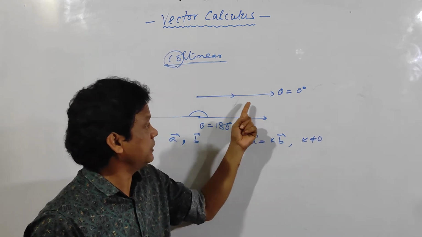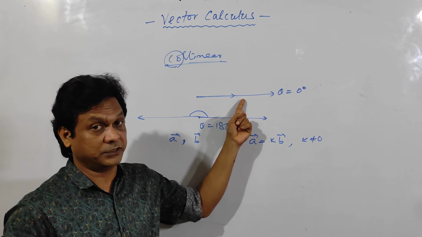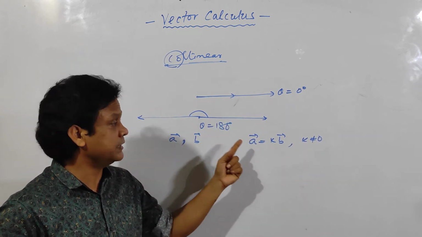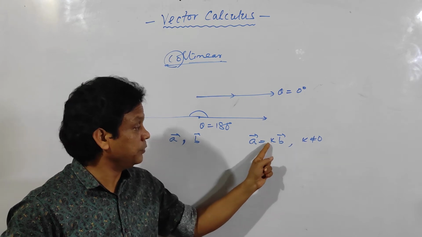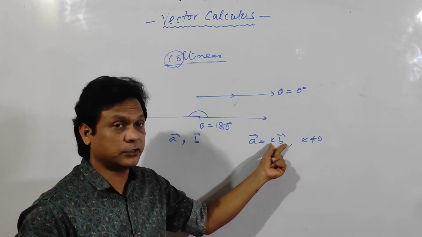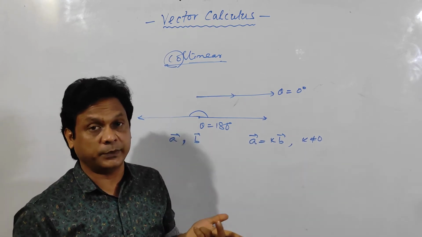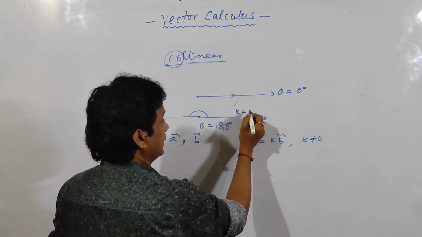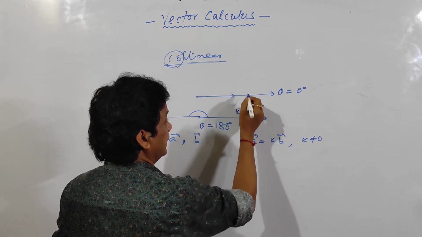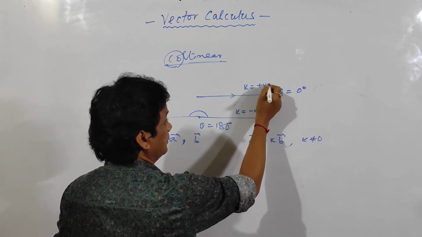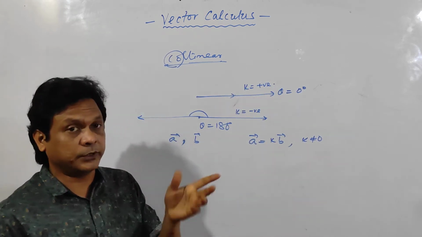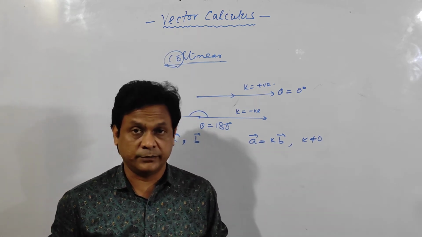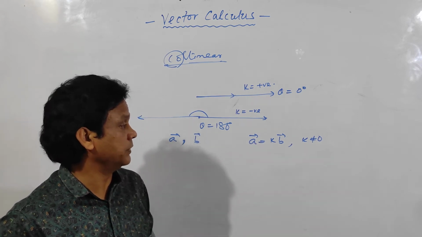If it is positive, then this is the case. That means they are in the same direction. And if k is negative, then this is the case. That means if we put -2, the direction of B vector is opposite to that of A vector. So this is the case of negative k, and this is the case of positive k. If one of the vectors is a scalar multiple of the other vector, then the two vectors are said to be collinear. Clear? This is the definition of collinear vectors.